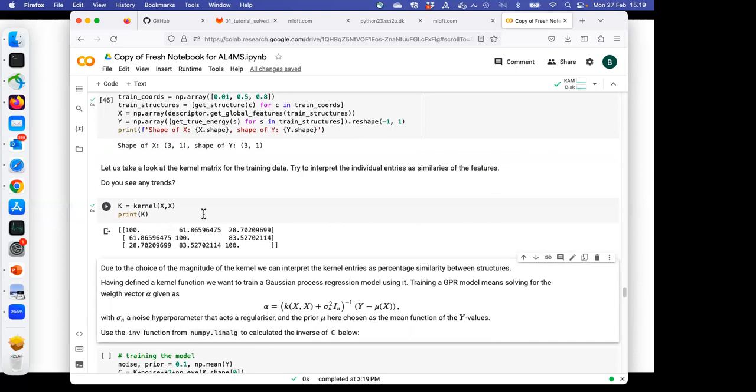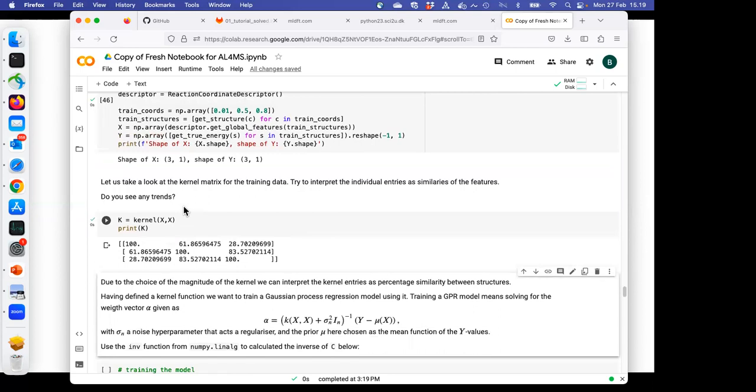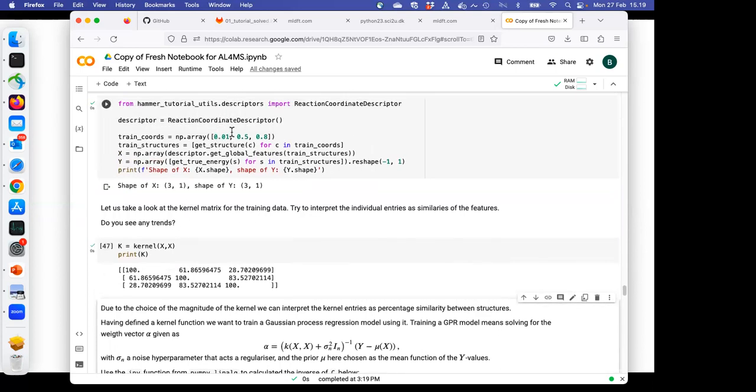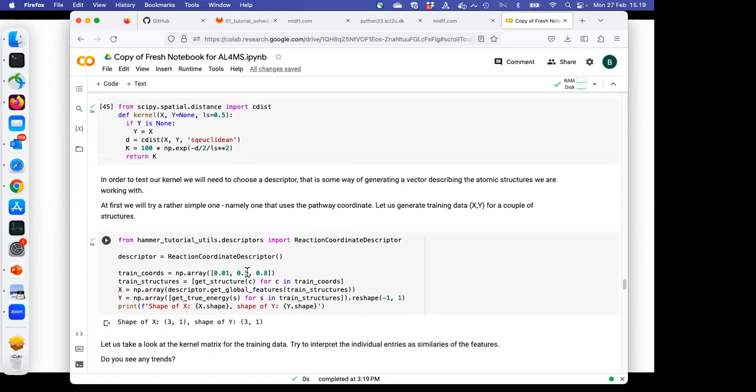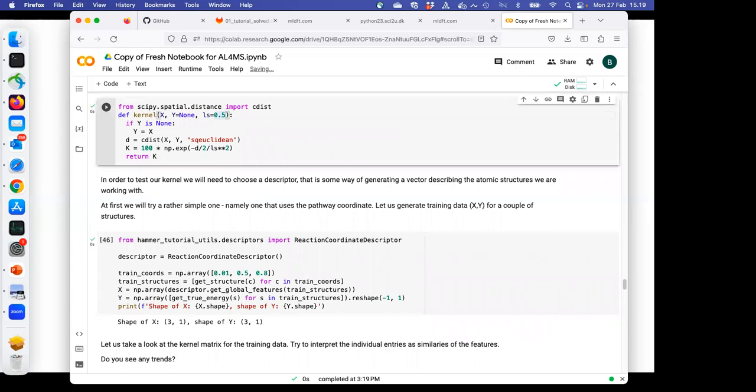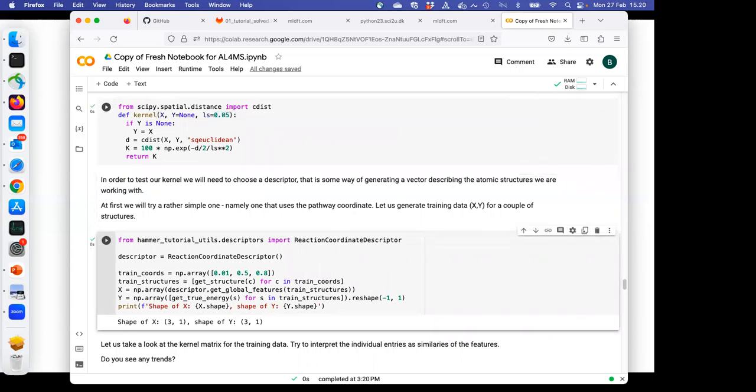It says then that I have three data points, one just off the start, one halfway through, and one 80% through the pathway. And it says that the first two agree with 60%, and the one much further away only with 28%. And then I could go back and change the length scale, for instance, and say, what if it's a very short length scale? Let's see what that gives.